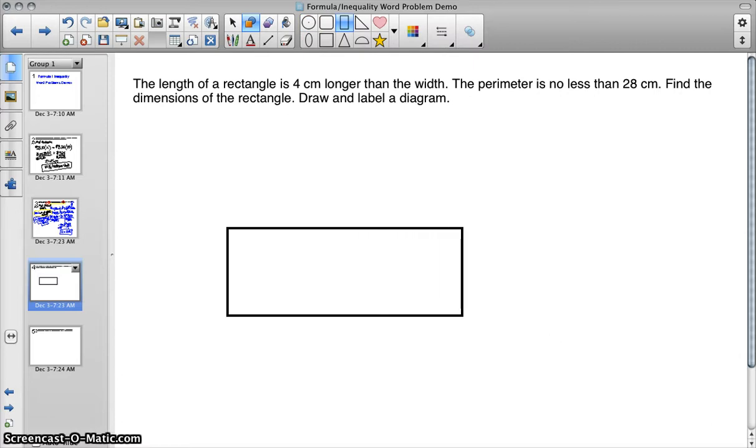So here's our rectangle. And again, it may not be to scale. That's okay. So it says the length of a rectangle is 4 centimeters longer than the width. So the width we're going to call x. And the length is 4 centimeters longer than the width, so 4 plus x. So I'm going to erase these two little letters.